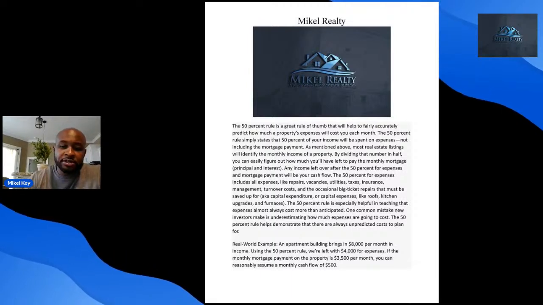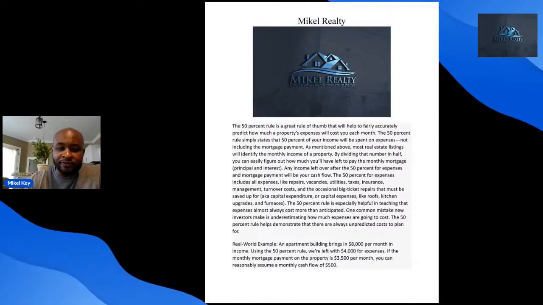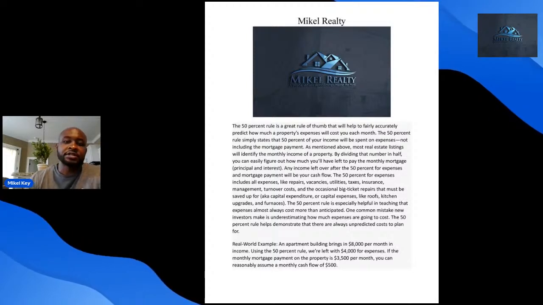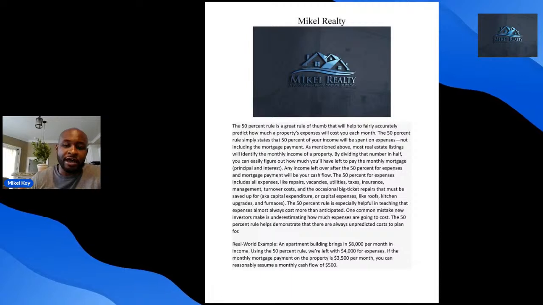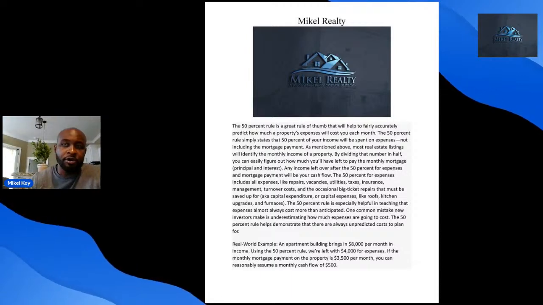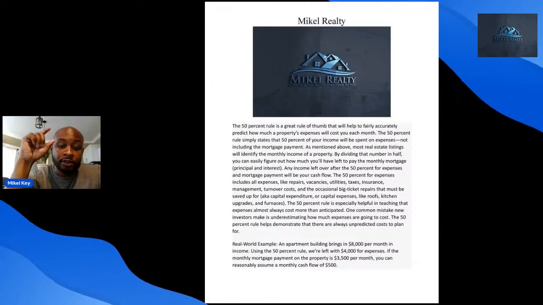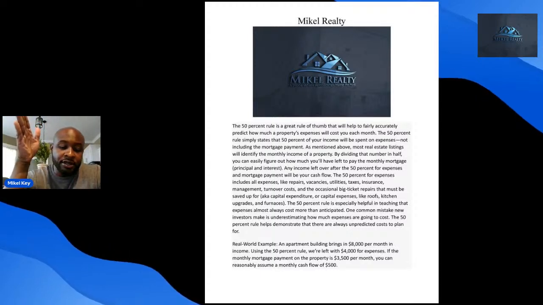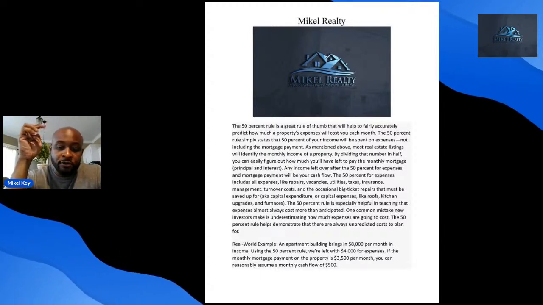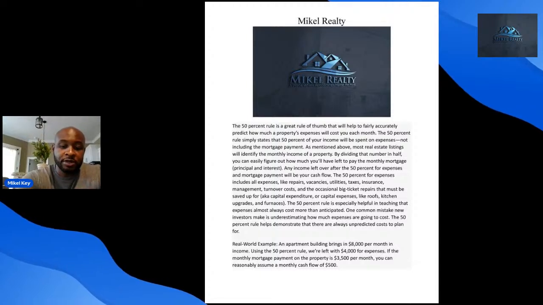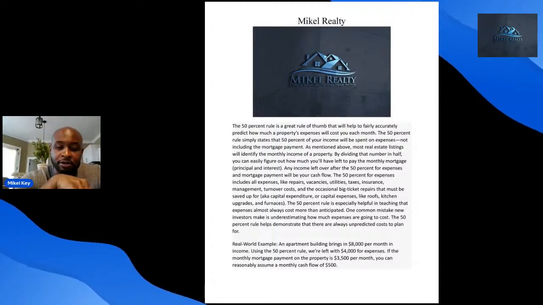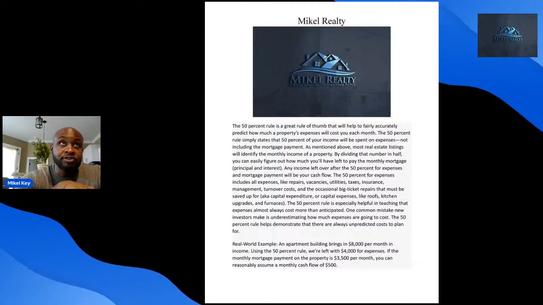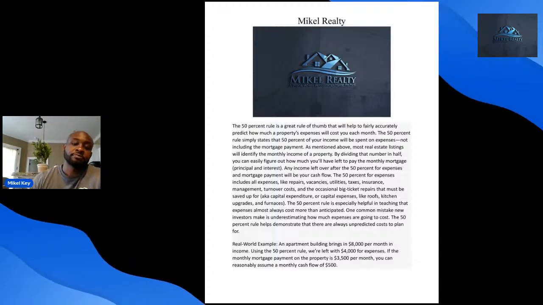As mentioned above, most real estate listings will identify the monthly income of a property. By dividing that number in half, you can easily figure out how much you'll have left to pay the monthly mortgage with. Real world example: an apartment building brings in $8,000 a month in income. Using the 50% rule, we're left with $4,000 for expenses. If the monthly mortgage payment on the property is $3,500 a month, you can reasonably assume a monthly cash flow of $500.